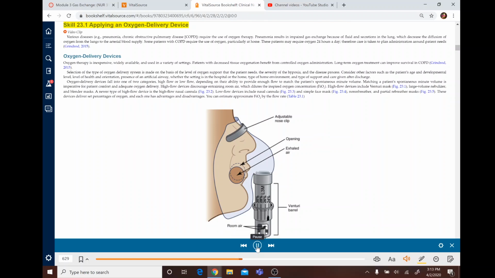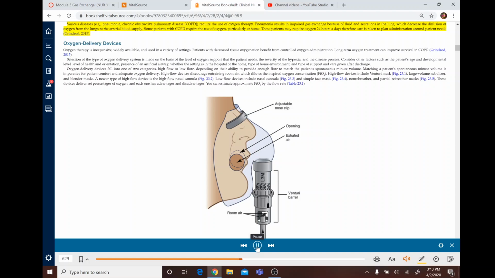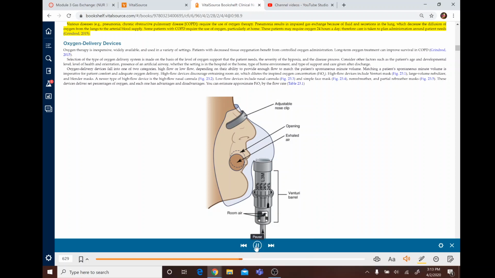Skill 23.1 Applying an oxygen delivery device. Video clip. Various diseases, for example pneumonia and chronic obstructive pulmonary disease, COPD, require the use of oxygen therapy. Pneumonia results in impaired gas exchange because of fluid and secretions in the lung, which decrease the diffusion of oxygen from the lungs to the arterial blood supply. Some patients with COPD require the use of oxygen, particularly at home. These patients may require oxygen 24 hours a day, therefore care is taken to plan administration around patient needs, Grindrod, 2015.